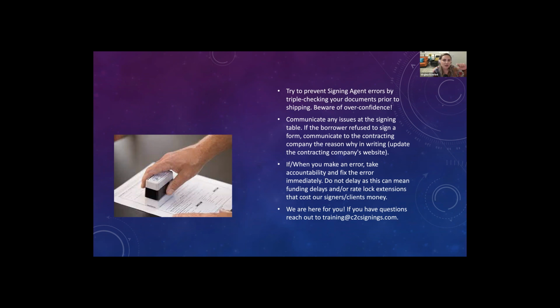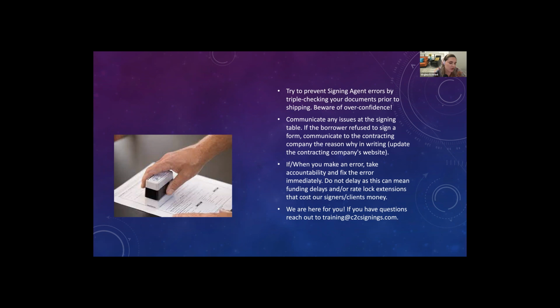Another note is to communicate any issues at the signing table. So just like we saw in some of those what's wrong here status updates, if the borrower refuses to sign a form, call the contracting company, put that information in the notes. You want to make sure it's in writing, because what will happen later on down the line if you don't is that the escrow company will get the docs, they'll identify an error, they'll come to you and say, you made this error, get it fixed. And now you're going to have to say, oh, actually the borrower refused to sign that. But if you said that ahead of time, then that communication is really quick, right? Escrow tells us, we tell them, or escrow's already aware of it because we told them when it happened.